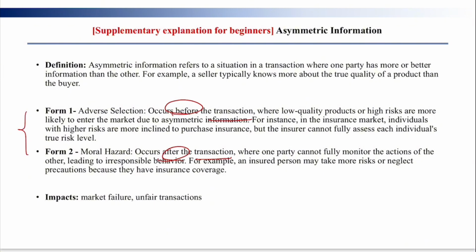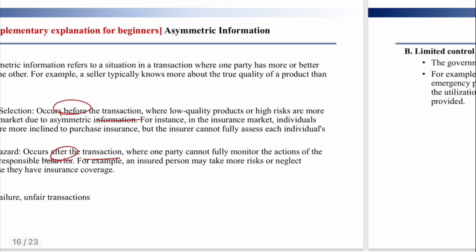Then what is moral hazard? For example, in the insurance market, I can drive my car recklessly because I know that no matter what condition I drive the car into, the insurance company will compensate me, right? This is actually very disadvantageous to the insurance company. The insurance company may have to pay more money because of your carelessness. This is what we call moral hazard. And there are two impacts of it. One is market failure, one is unfair transactions. Okay, let's turn to the next reason.